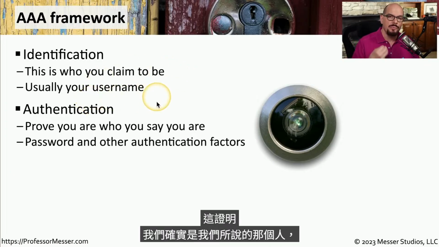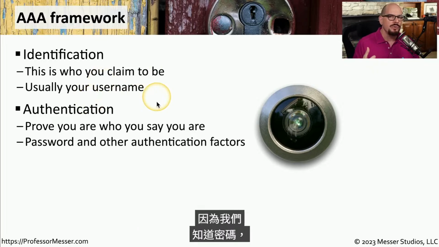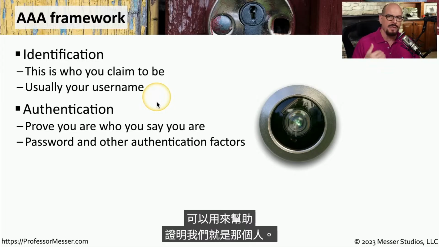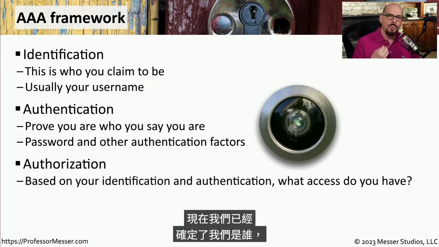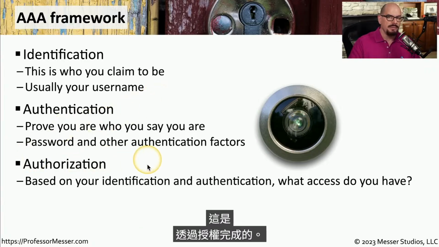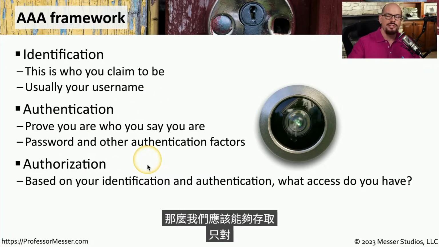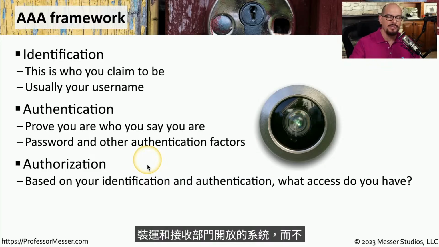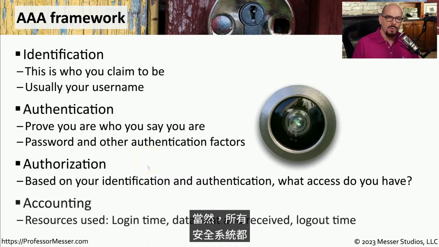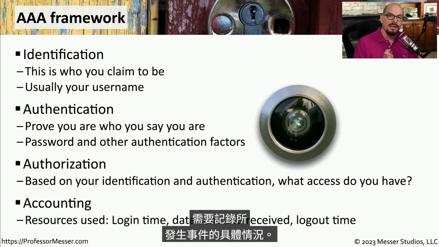This proves that we really are who we say we are because we knew the secret password or we had some additional authentication factors that we could use to help prove that we are that person. Now that we've identified who we are, we now need to determine what type of access we have, and that's done through authorization. If we're part of the shipping and receiving department, then we should have access to systems that should only be available to shipping and receiving, and we should not have access to information that might be in the finance department. And of course, all security systems need to have a log of exactly what happened.